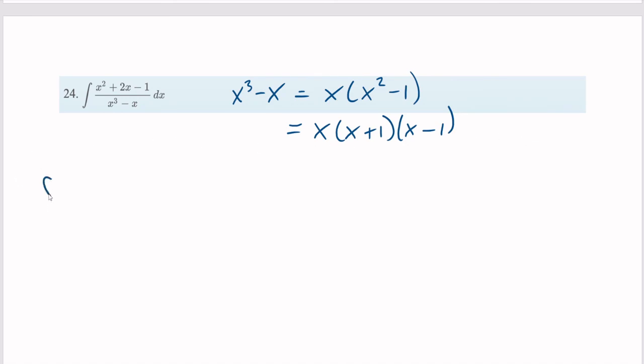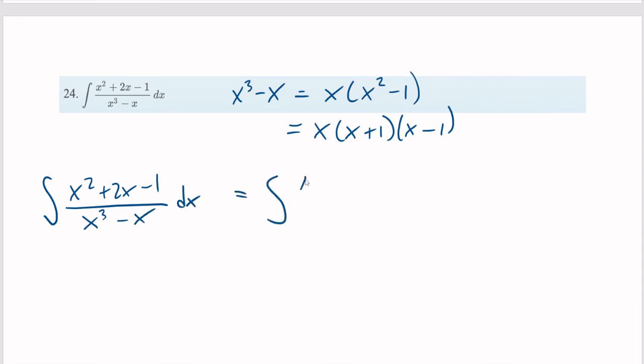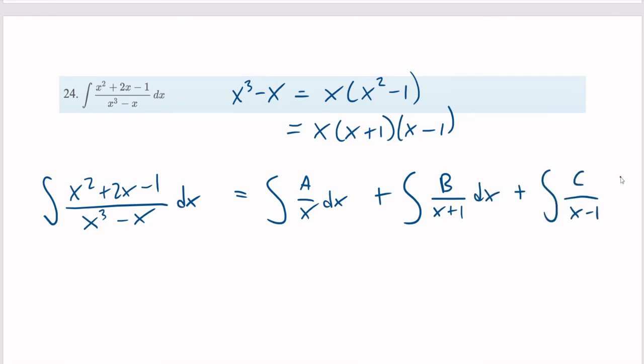So what do I mean by that? Well, here's what I mean. This can be turned into, let's rewrite it all out, the integral of A over x plus the integral of B over x plus 1 plus the integral of C over x minus 1. I have separated this into 3 separate simpler fractions all added together. Okay?